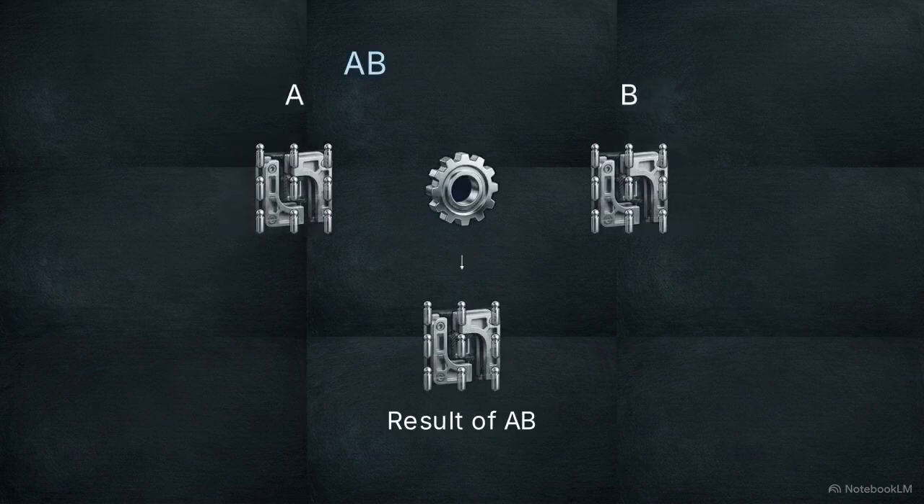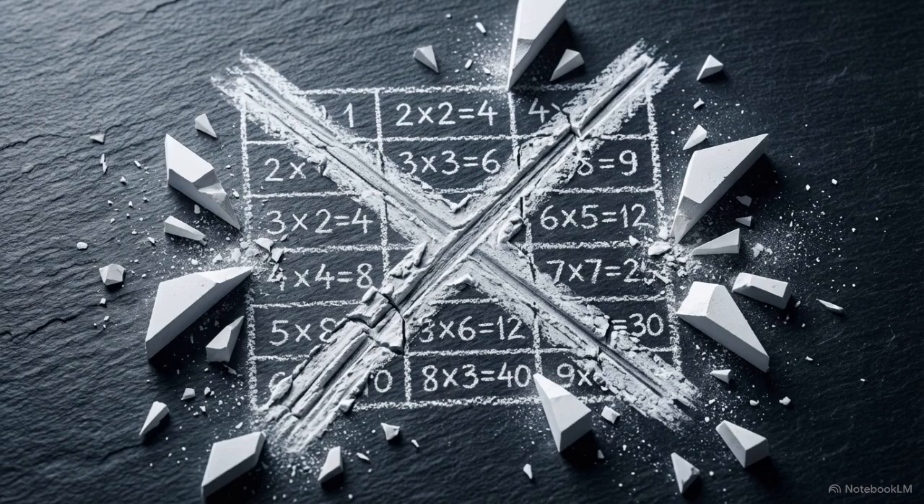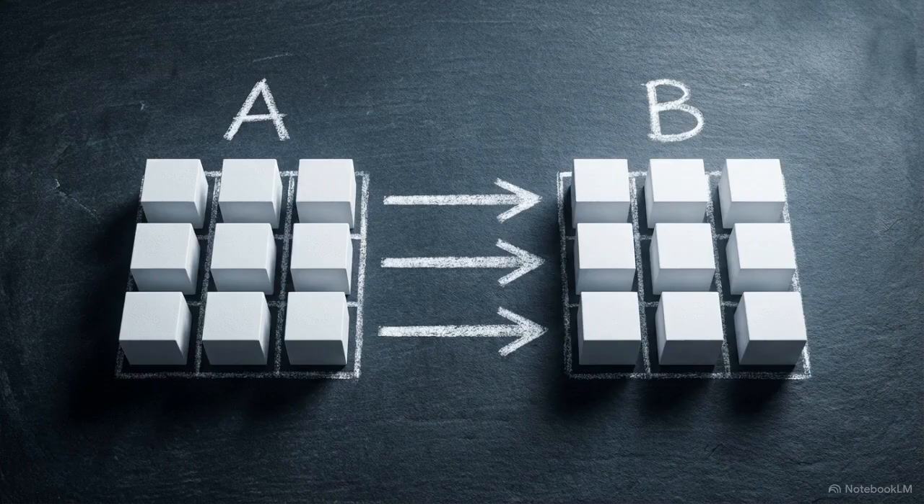But if they swap physical positions, multiplying matrix B by A produces a completely different result than A times B. It is explicitly not commutative. The multiplication order dictates the final product. Treating this process like grade school arithmetic will permanently corrupt your system. It is a powerful engine for combining data, but only if you respect its directional rules.